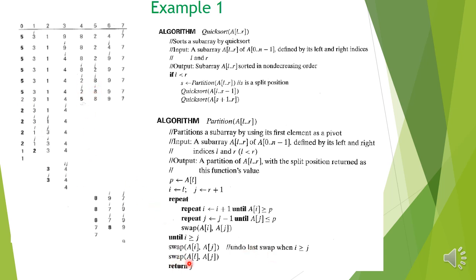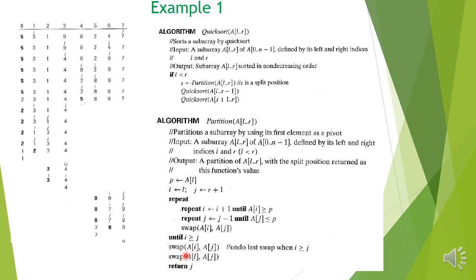Then you have to swap the element present in A of l with A of j. So now A of l is 5 and the jth element is 2, so we can interchange 2 and 5 here. Now 5 will be present in this location, that is the fourth index value.